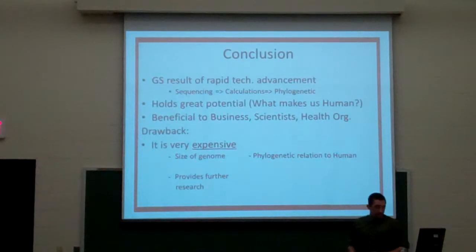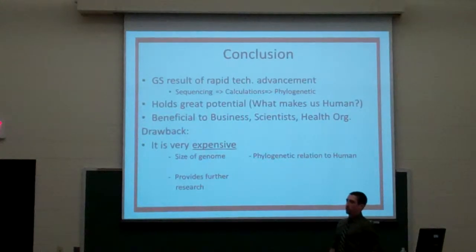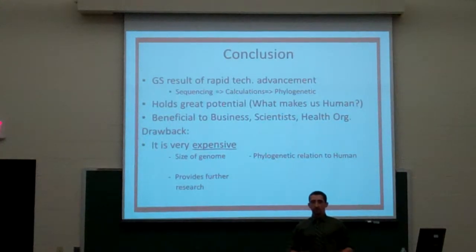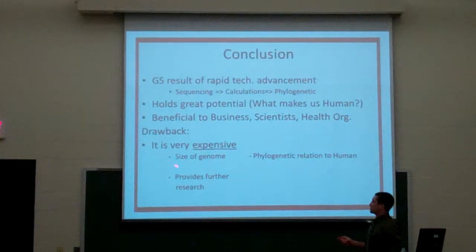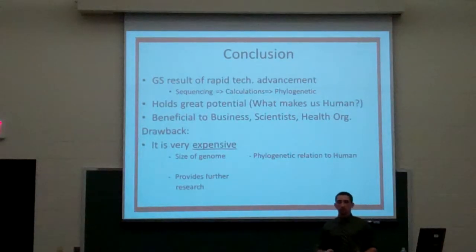Now, some drawbacks to this: it's a very expensive process. So you have to be able to prove why you deserve to be funded, why your research deserves to be funded. And to do this, you have to be able to prove the size of your genome. The bigger the genome, the more money it's going to cost. The more time you need, the more people you need to pay.